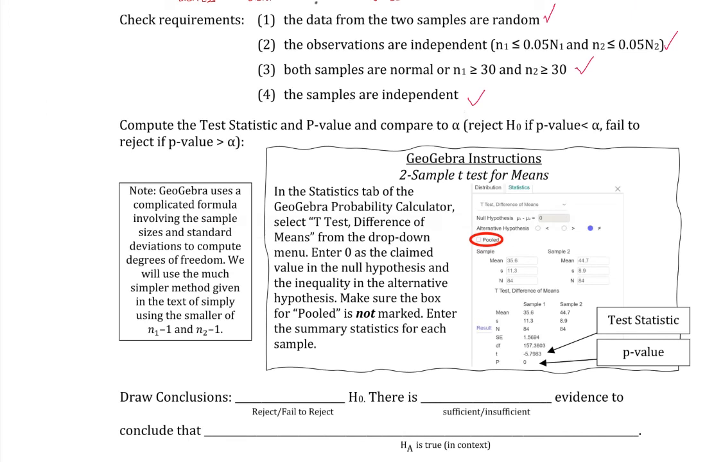Now, because our p-value, which was 0, is less than 0.05, our level of significance, we will reject H0, reject our null hypothesis. So we reject H naught. There is sufficient evidence to conclude that the mean age of leading actresses is younger than the mean age of leading actors.